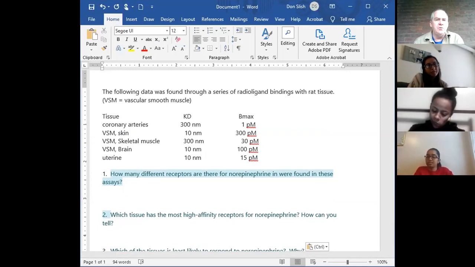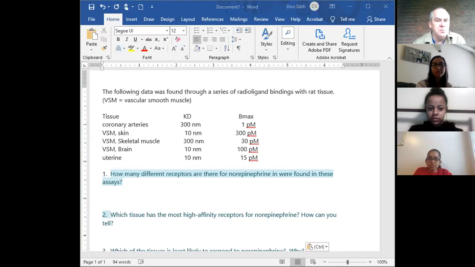So the following data was found through a series of radioligand binding assays with rat tissue. VSM is vascular smooth muscle. So we've got 5 different smooth muscles here, and each of them has a different KD and a Bmax. Coronary arteries that feed the heart, vascular smooth muscle to the skin. So this isn't skin itself, but the vessels that lead to the skin. And then we've got the vascular smooth muscle that leads to skeletal muscle, and vascular smooth muscle that leads to the brain, and the uterus, which is a smooth muscle as well.